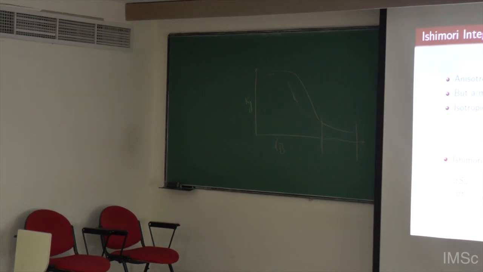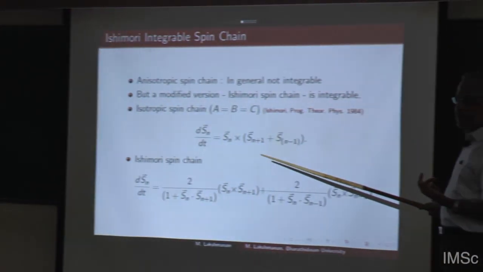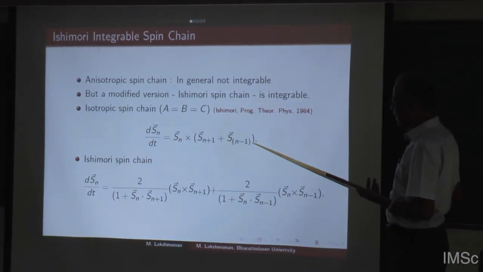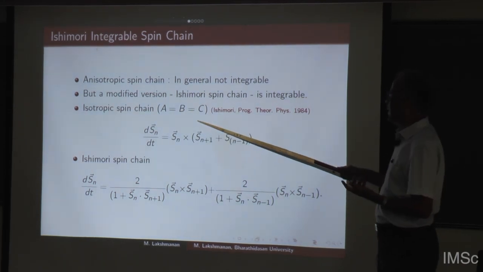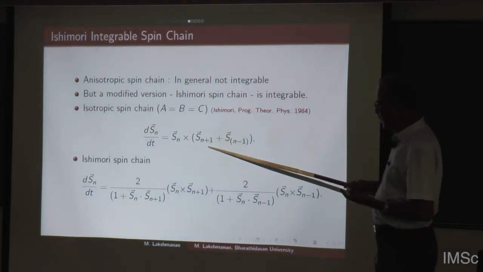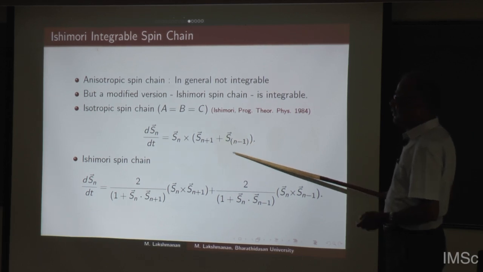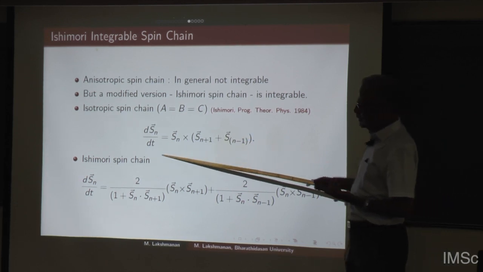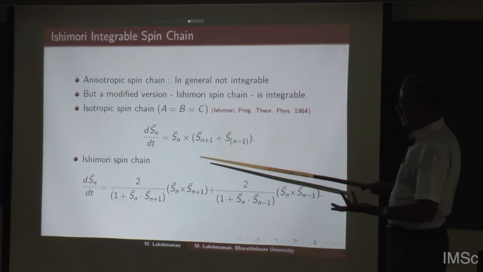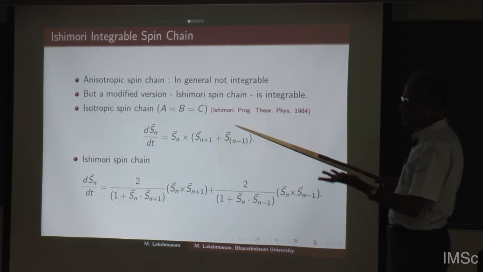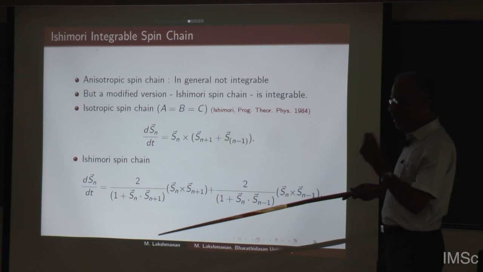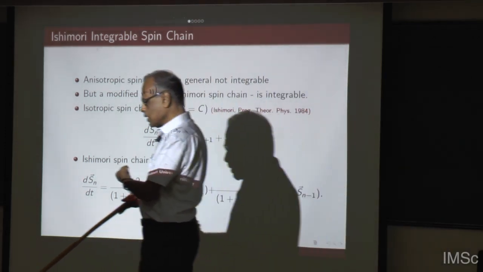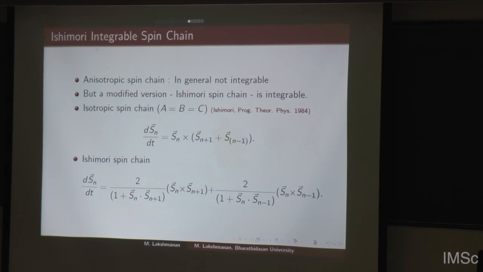Well, you can ask the question whether there are integrable spin chains. So even the simplest case, the isotropic spin chain, dSn/dt equals Sn cross (Sn+1 plus Sn-1). This is not integrable. Okay. As far as you know, you cannot even find any exact solutions for this equation, except trivial solutions. Spin half is integrable, but the classical spin in some sense corresponds to S going to infinity, a very large value. So that's not integrable.